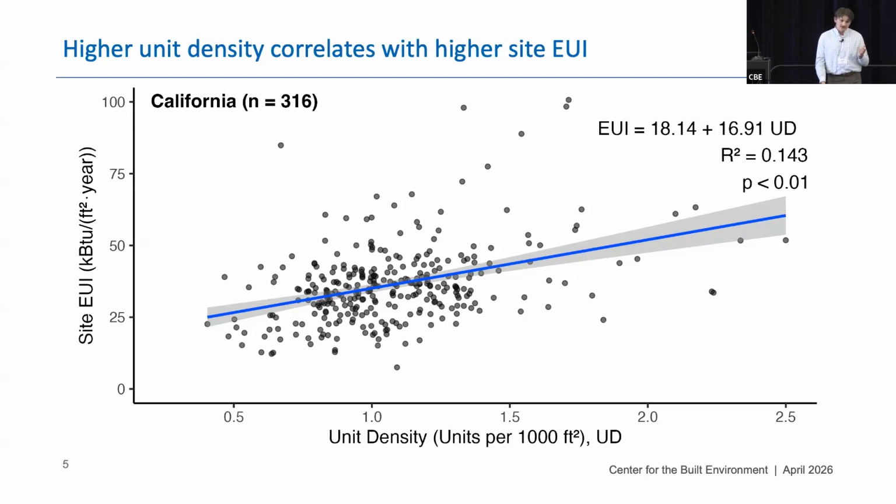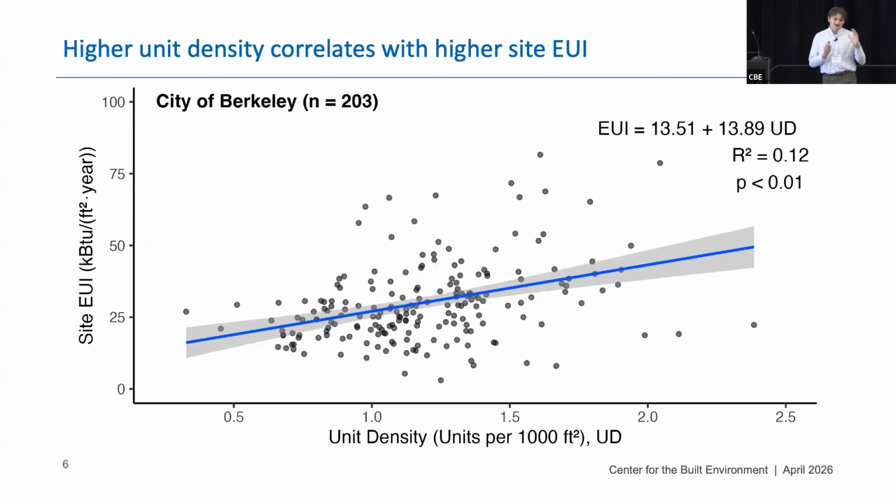It was also further corroborated by the local data set, which is shown here with the exact same axes. You can see it's a very similar trend when you apply linear regression, with a similar R-squared value and statistical significance. This gave us confidence that this trend does exist. As unit density increases, so does energy use per square foot.